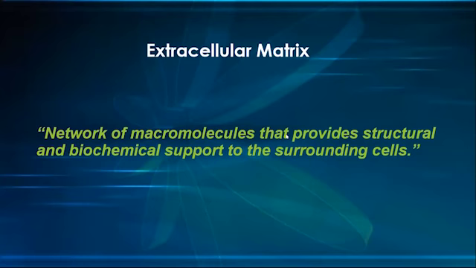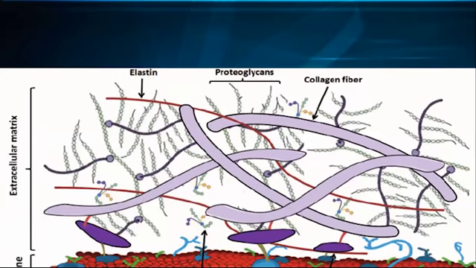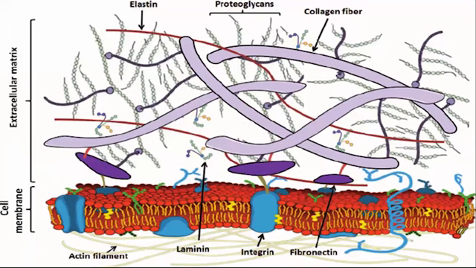Okay, so apart from that, which macromolecules are there? Okay, this is how the environment outside the cell membrane looks like. Okay, so you can see the collagen fibers plus proteoglycans and elastin as one of the very main components of the extracellular matrix.